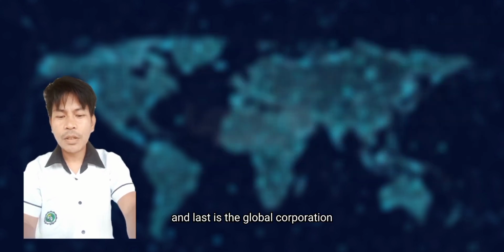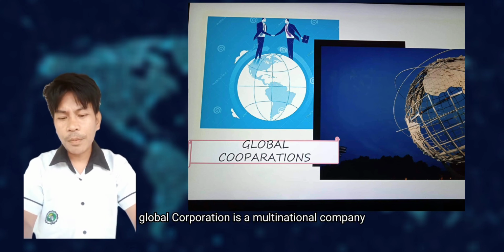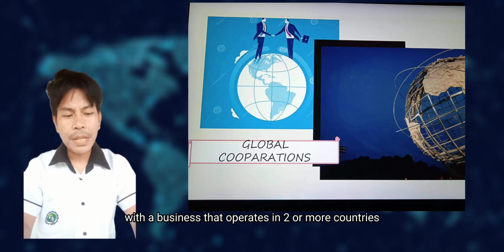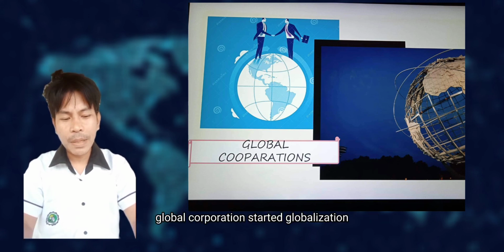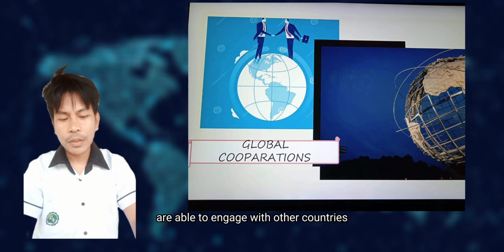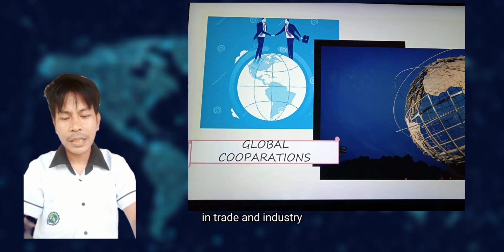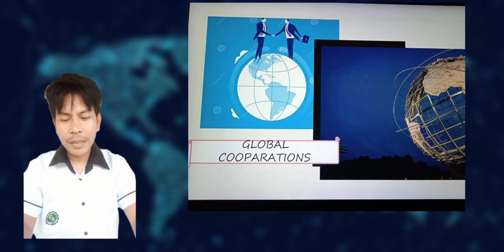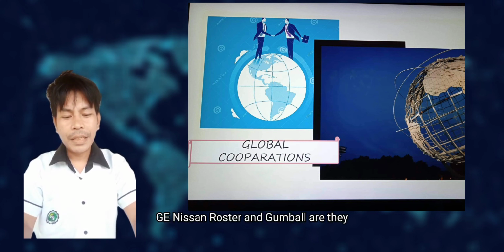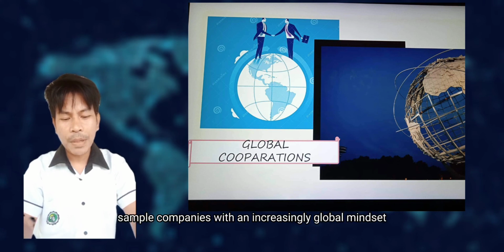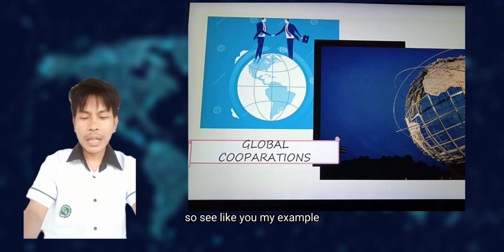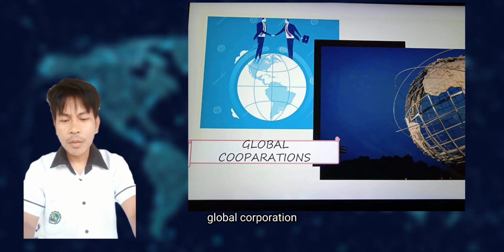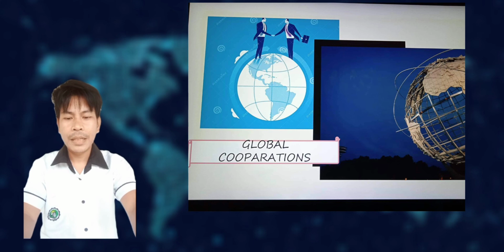And last is the global corporation. A global corporation is a multinational company with a business that operates in two or more countries. Once global corporations started, globalization was initiated. Countries are able to engage with other countries in trade and industry with the influence of technology. GE, Nestle, and Procter & Gamble are examples of companies with an increasingly global mindset. So, those are examples of global corporations like Procter & Gamble, Nestle, and GE.